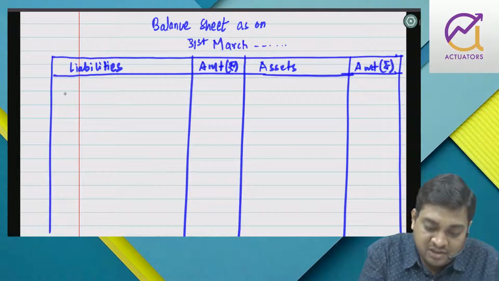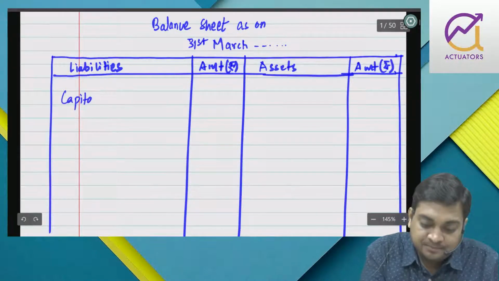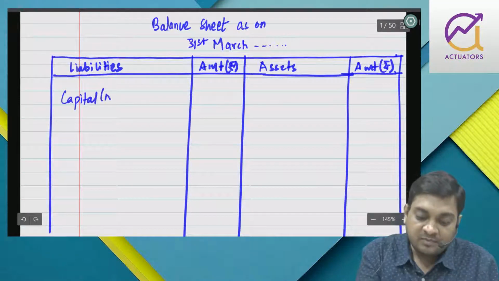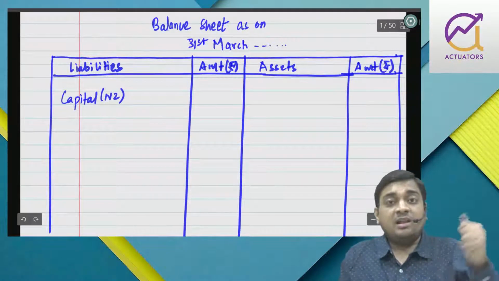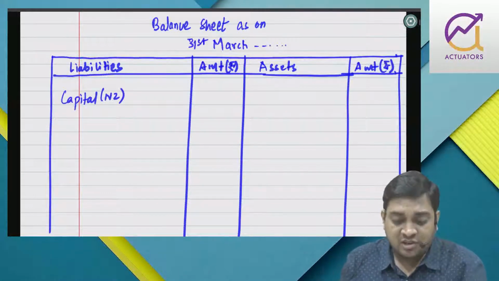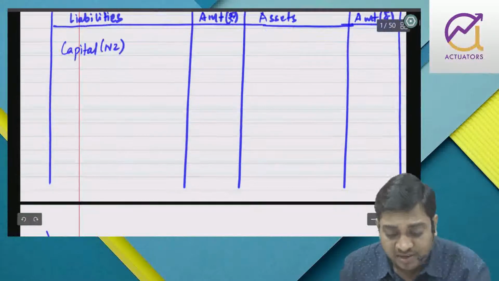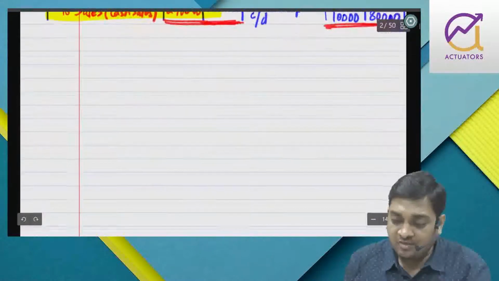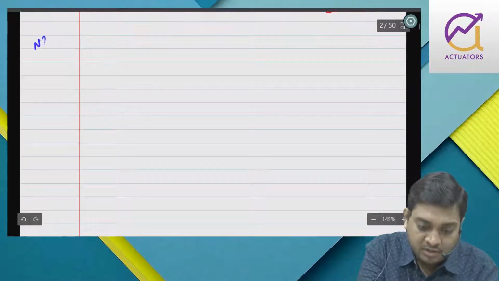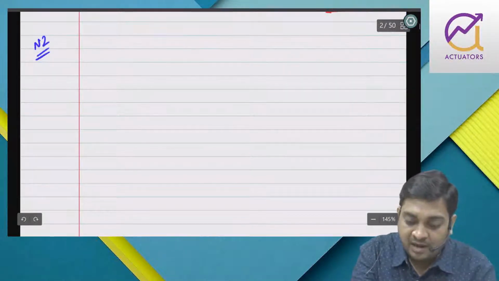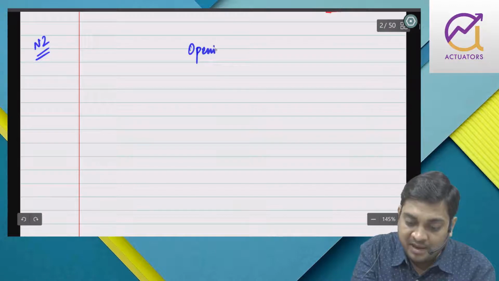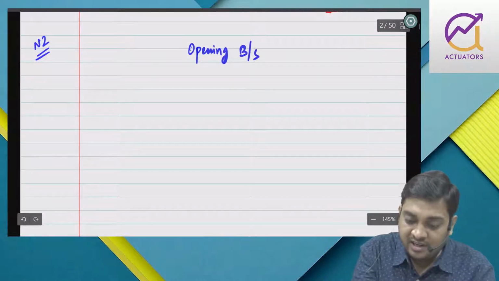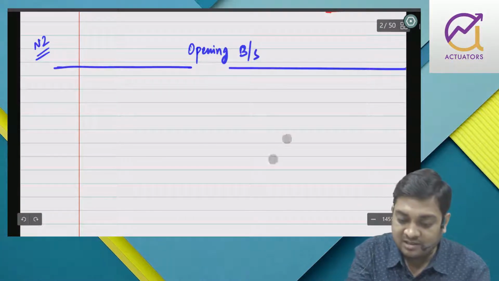Now for preparing the balance sheet, the very first item is capital. That is note number 2. Problem number 2, they gave us the opening balance sheet, but here we don't have the opening balance sheet, but we have the list of opening assets and liabilities. So what we'll be doing, we'll be preparing note number 2 and preparing the opening balance sheet in T form with the opening balances, right?